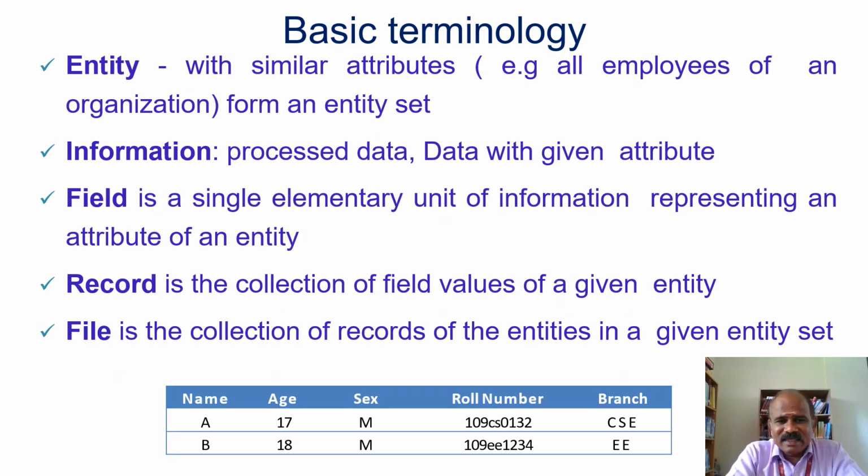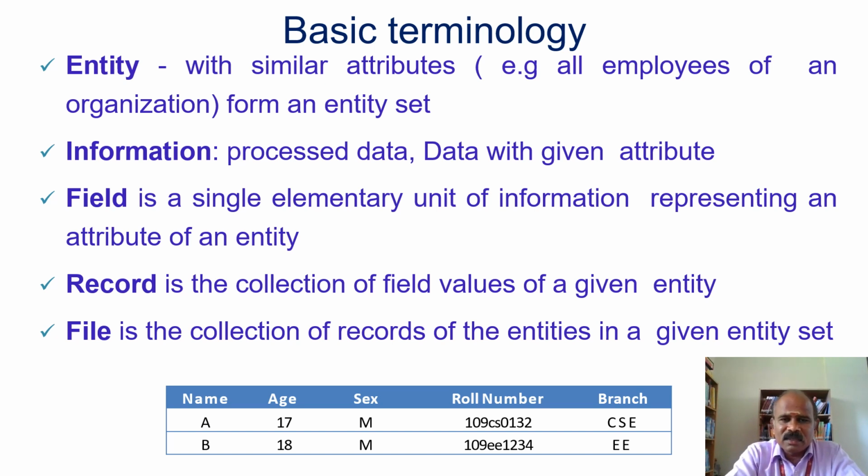So what is an entity here? Entity is like an individual field. You can call it an entity. Similar attributes, for example, all employees of an organization form an entity set. So here a student is an entity. His details are being collected and processed, and that processed data can be called information. So data with a given attribute is known as information. So a field is a single elementary unit of information representing an attribute of an entity.